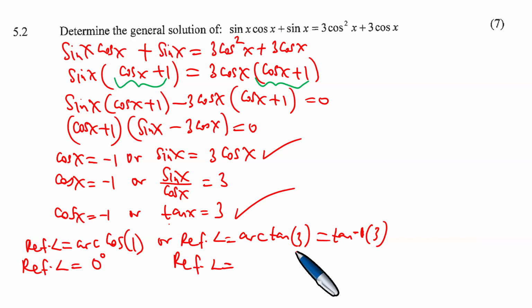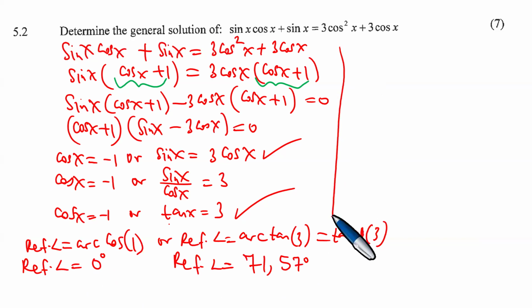Arctangent of 3. What is arctangent of 3 here? Arctangent of 3 is actually 71.57 degrees. So what do we do next? Okay, now we've got the reference angles and then we just need to get the answers.